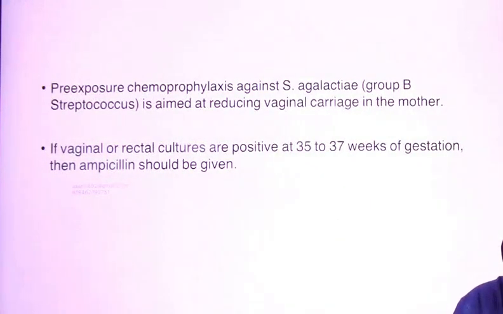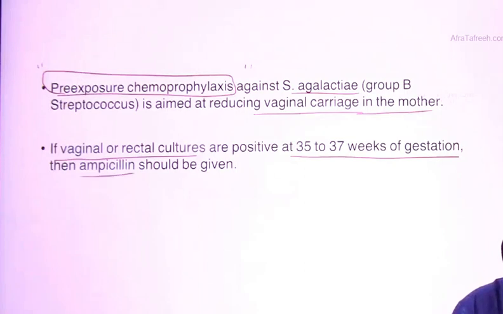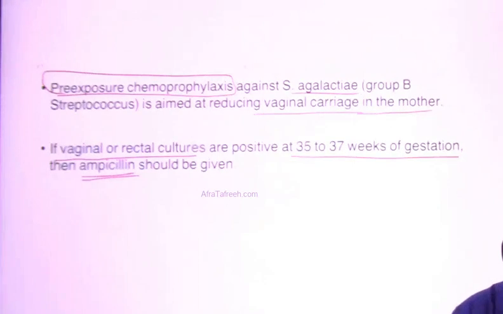Fine. Besides that, the pre-exposure chemoprophylaxis is also being done in some cases, like in Streptococcus agalactiae, which leads to neonatal meningitis. So you can give a pregnant female penicillin and all to reduce the vaginal carriage in the mother, so that she does not pass it to the newborn. Okay, if vaginal or rectal cultures are positive at particular weeks of gestation, then ampicillin should be given. Okay, penicillin or ampicillin should be given at this particular time. So it will definitely help reduce the incidence of developing what?